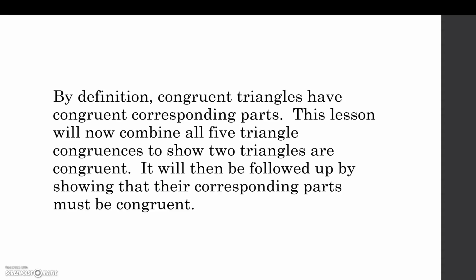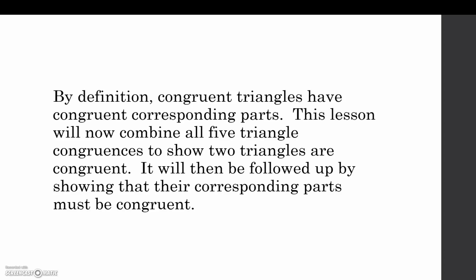So what we have to think about is going back to our very first section of this unit, and we talked about showing that when two things are congruent, we went through and listed out their corresponding parts, meaning the angles that were congruent to each other and the side lengths that were congruent to each other. And so by definition, when we have two congruent triangles, they all have congruent corresponding parts.